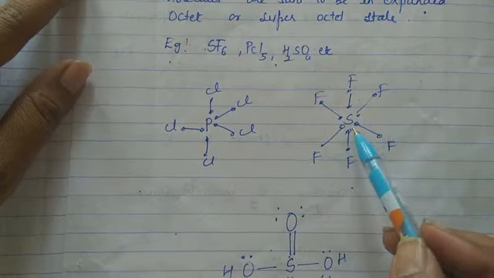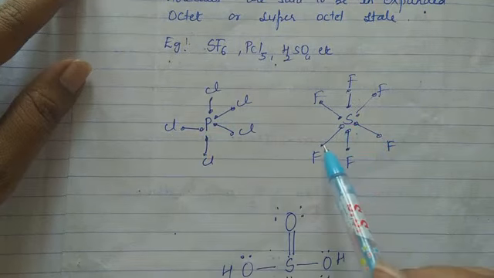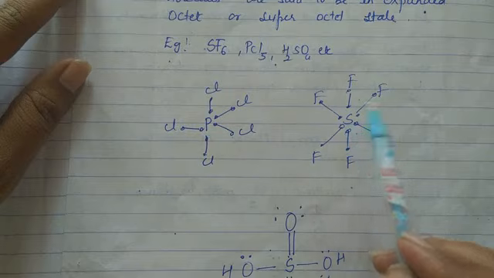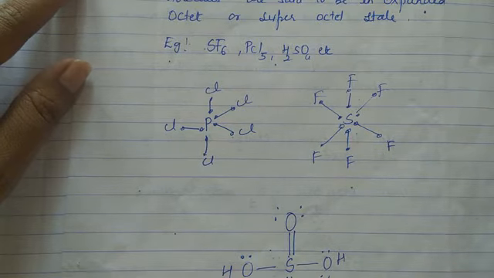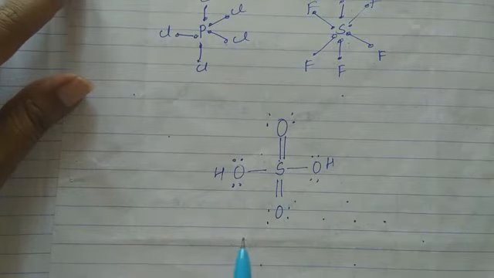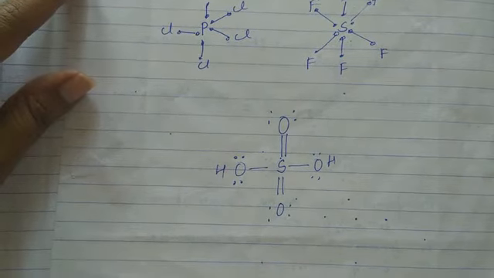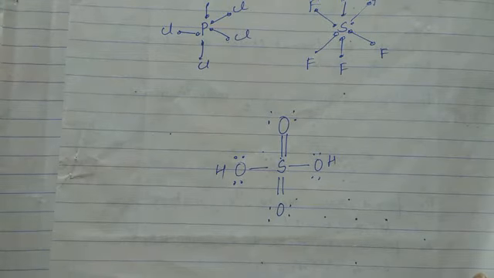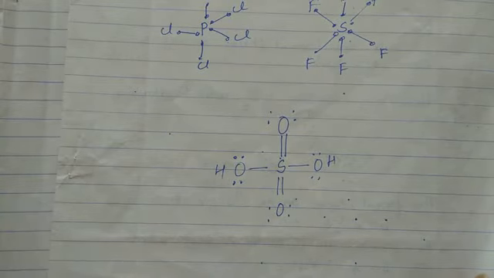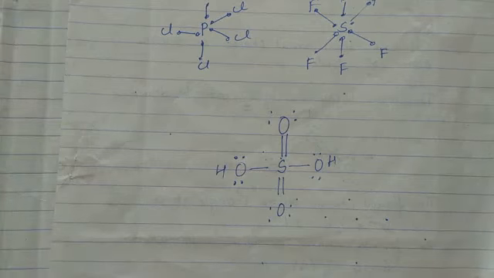Same is true for SF6. So how many bonds are there? 6 bonds. So 12 electrons are involved in bonding. So expanded octet. And the same holds good for H2SO4 also. Right? So there are many molecules which do not obey the octet. And we call them the drawbacks or limitations of the octet. Under that we study odd electron and expanded octet molecules.